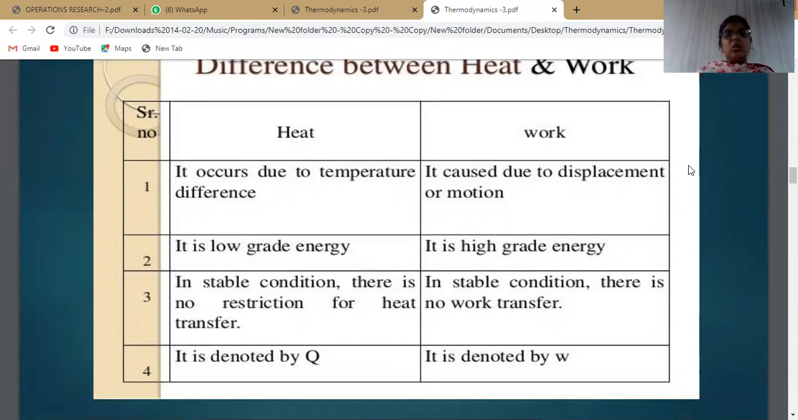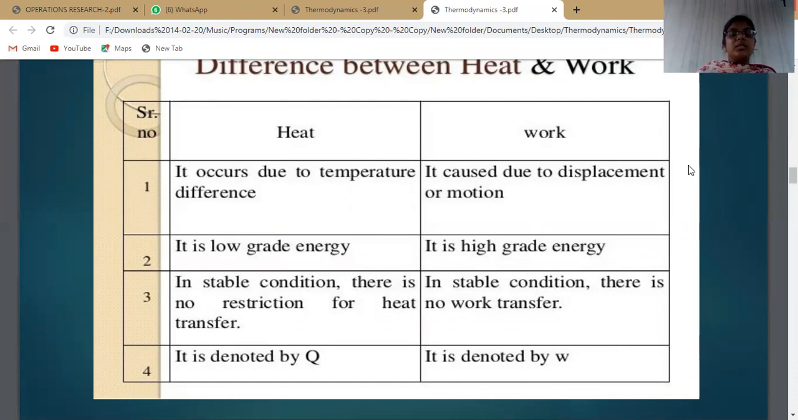Okay, heat is low grade energy, work is high grade energy. Why is it low grade energy? Why is it high grade energy? It is low grade energy because, if you give 350 kilojoules of heat to a system, consider a piston and cylinder, if you give the 350 kilojoules of heat to the system, it is running.